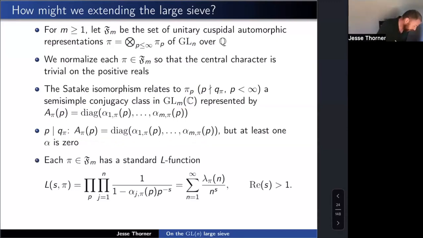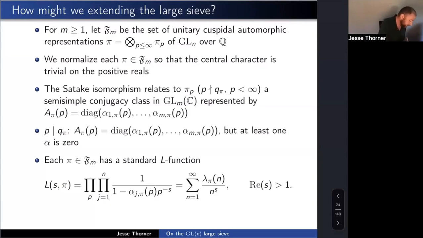And from this, we can read off the standard L-function for pi, which I write as L(s, pi). It's given to us by an Euler product, a product over primes p. For each prime p, I look at the reciprocal of the characteristic polynomial for A_pi(p), be it in the case where p divides q_pi or not.